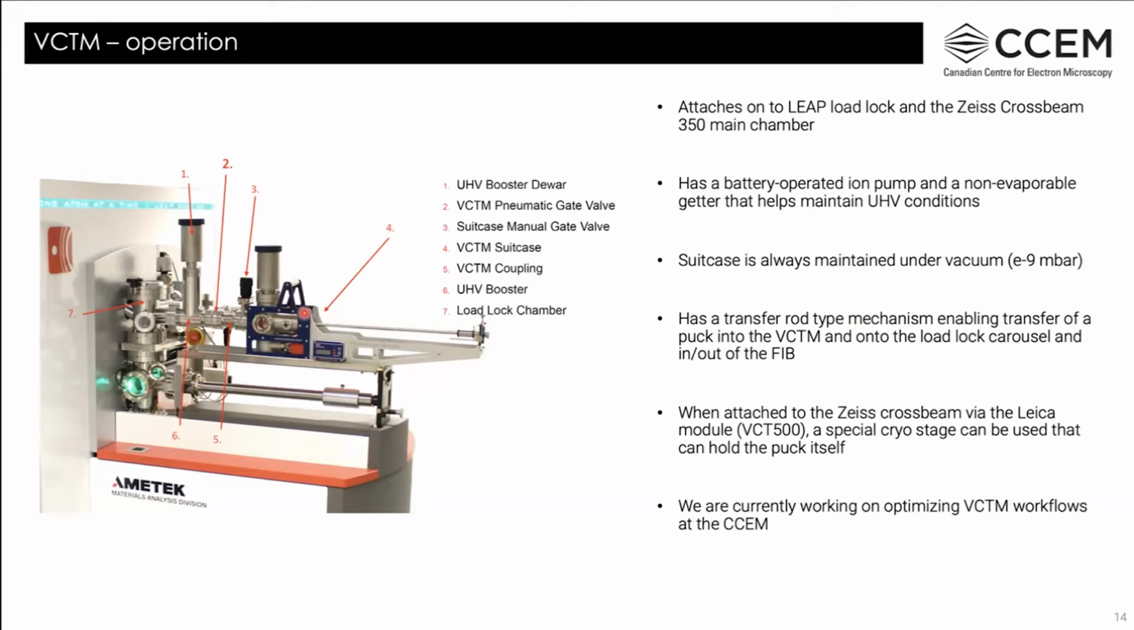using liquid nitrogen. It always needs to be stored under a vacuum that is in the range of at least E-9 millibar. It uses a transfer rod type mechanism, same as that of the LEAP, to transfer the cryo puck from the suitcase into the LEAP load lock and vice versa, and also from the FIB into the suitcase. When attached to the Zeiss Crossbeam via the Leica module, a special cryo stage can be used that can hold the entire LEAP puck on it.